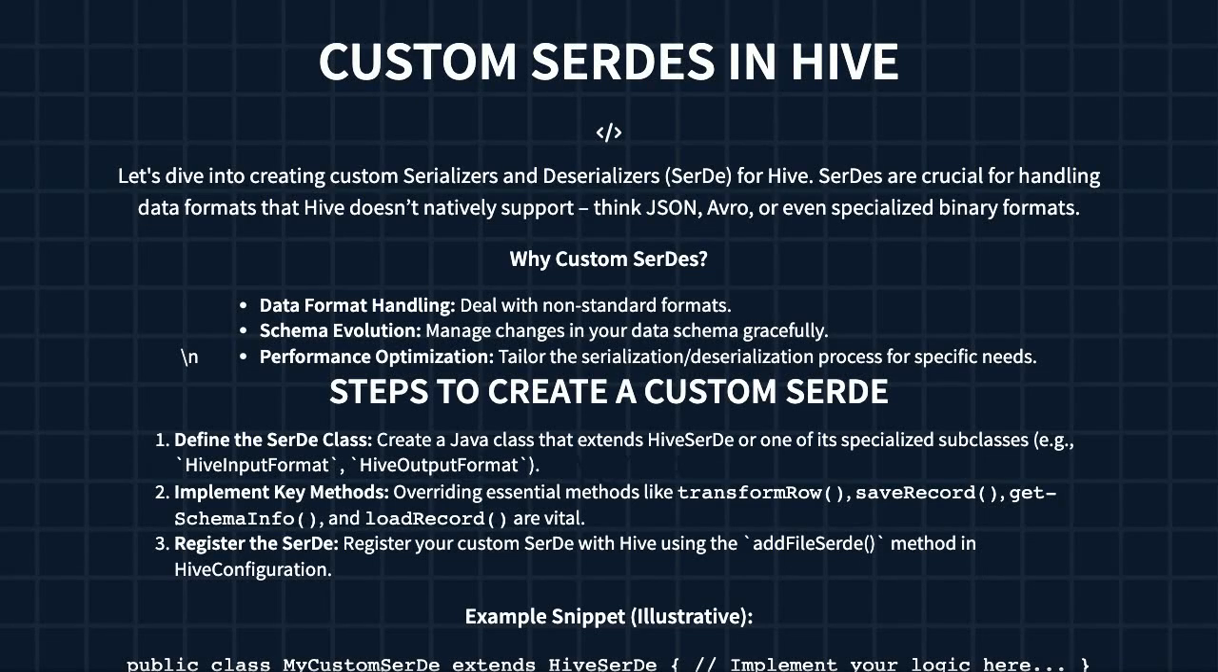Okay, let's talk about writing custom CRDs in Hive. These are essential when you're dealing with data formats that Hive doesn't automatically understand, like JSON or Avro, for example. They allow you to handle different schema changes and even optimize the process for specific needs. You'll essentially create a Java class extending the base CRD class, then override key methods like transform row and save record. Finally, you register your custom CRD with Hive so it knows how to work with those formats. Think of it as providing Hive with the instructions on exactly how to read and write your data.